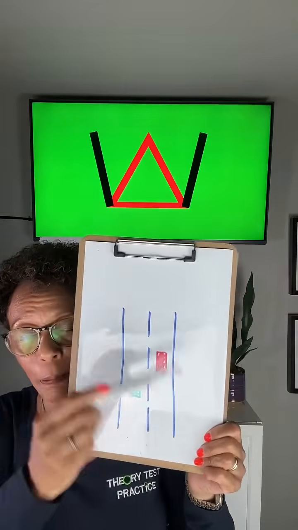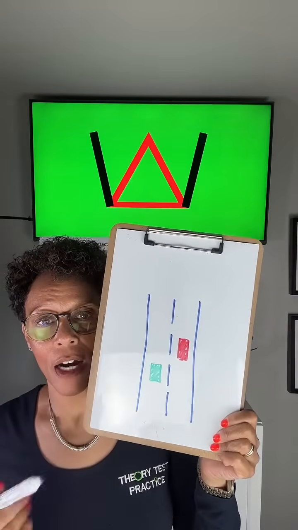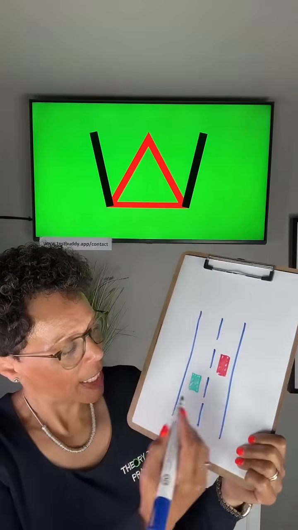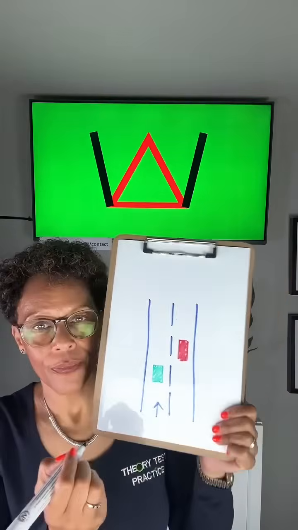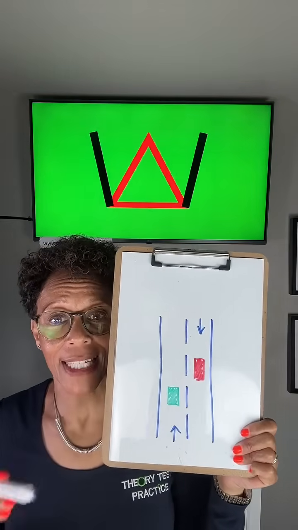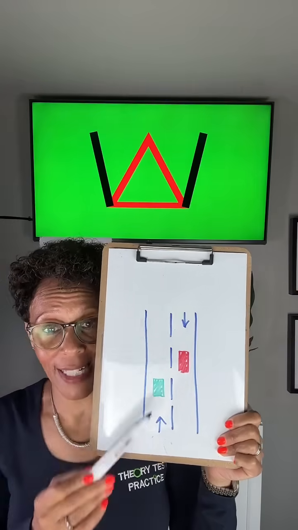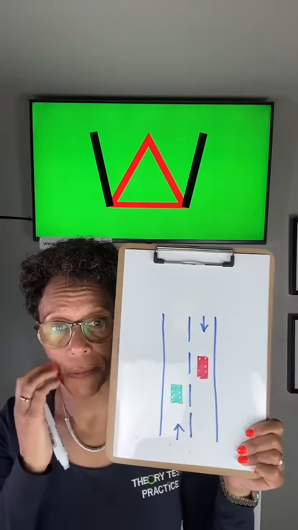Okay, so I'm looking at this road here. Can you see this picture of this road? You've got a green car and a red car. Normally traffic goes up the road and traffic comes down the road. If that makes sense, put yes in the comments. This is what a normal road is.